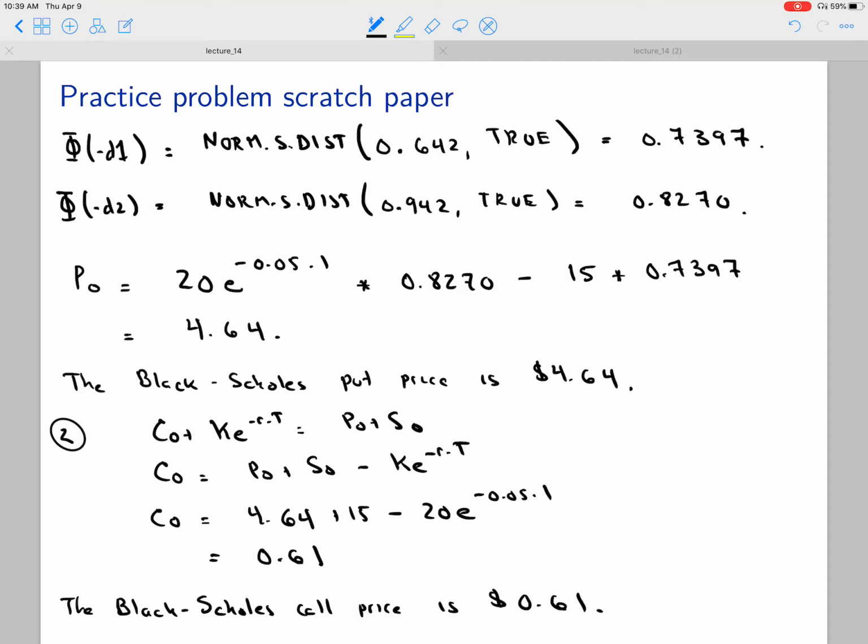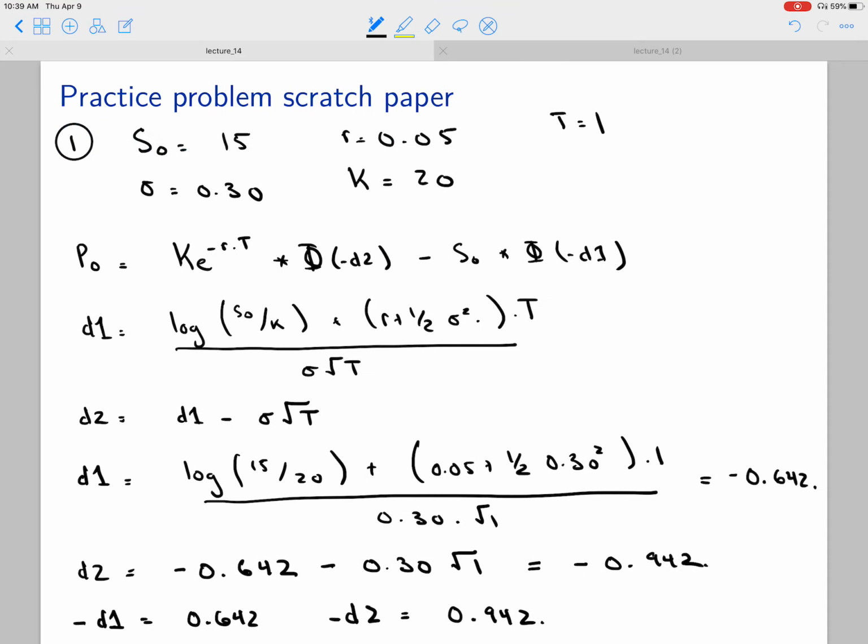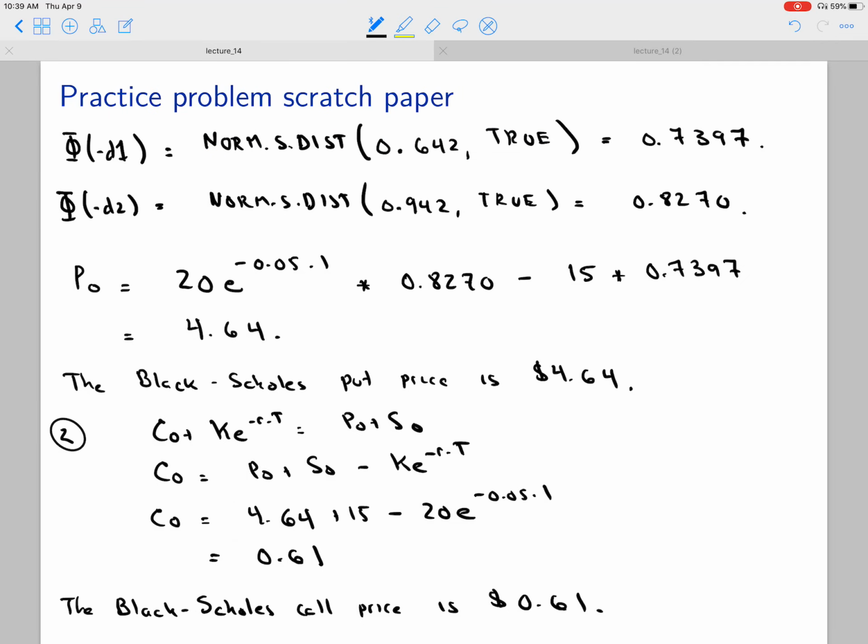Okay, a couple things to notice. One thing to notice is that the put price is much higher than the call price, despite the put suffering from deferred payment while the call benefits from it. Why is that the case? It's because the strike is way above the stock price today. This is an in the money put and out of the money call. Put benefits from higher strikes, right, to sell at a higher value, so it's going to be higher in price. Okay, so that's a practice problem.